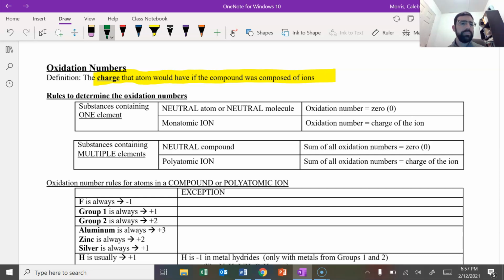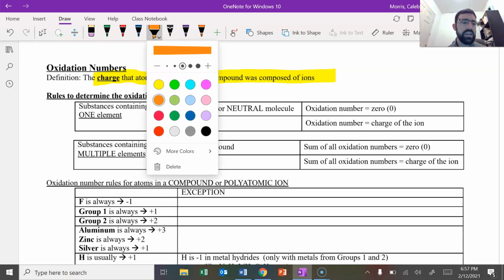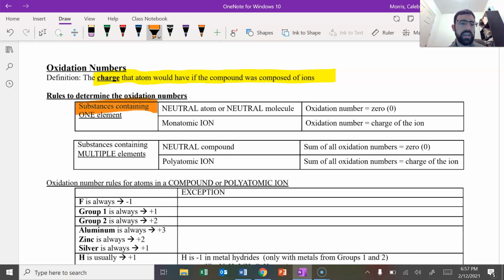So to start out, we've got some rules for if it is a single element. So substances containing just one element, that's either going to be a monatomic ion, if it's got a charge, or a neutral atom or neutral molecule. Okay, so we're talking about just one type of atom. Now if it's a neutral atom or neutral molecule, the charge is going to be 0.